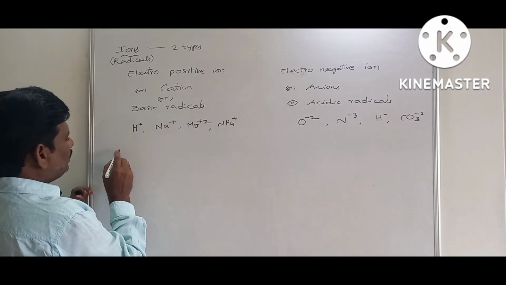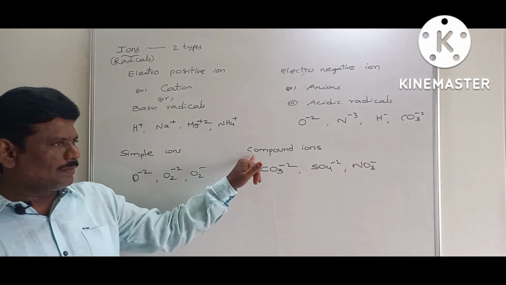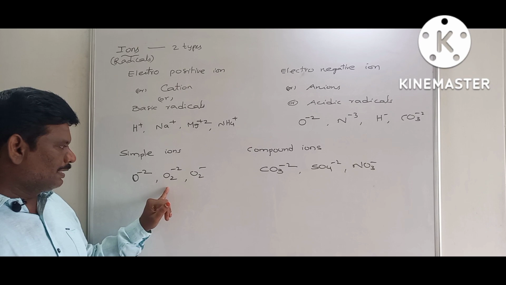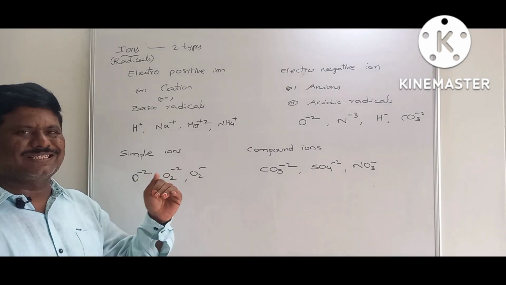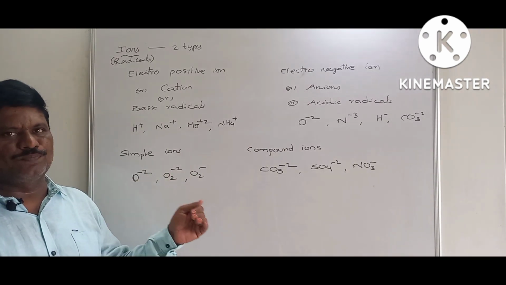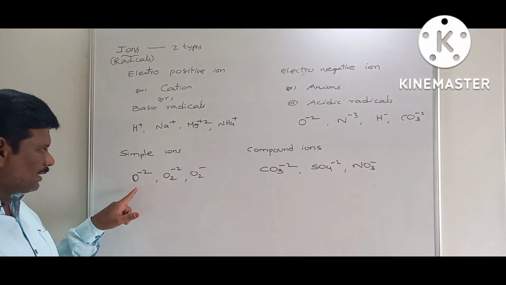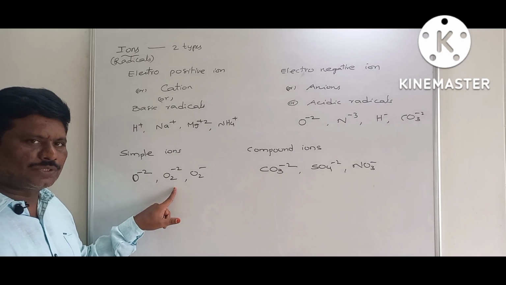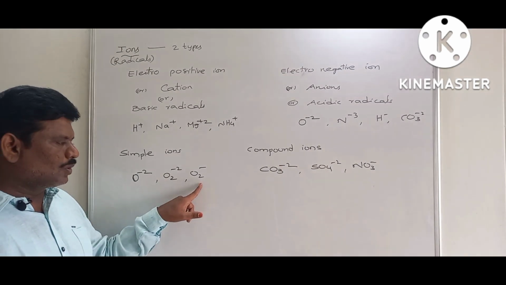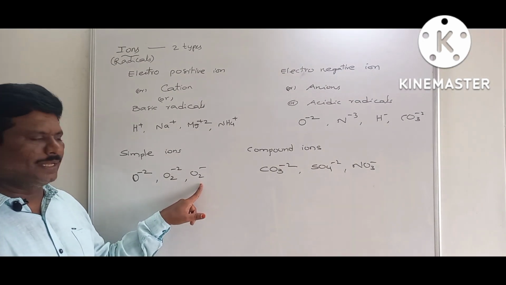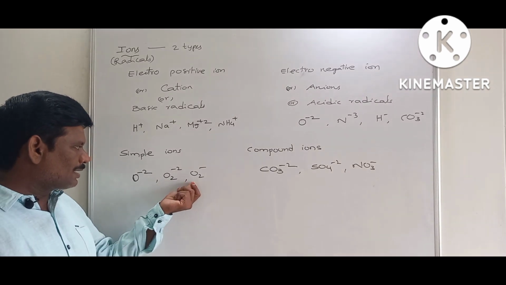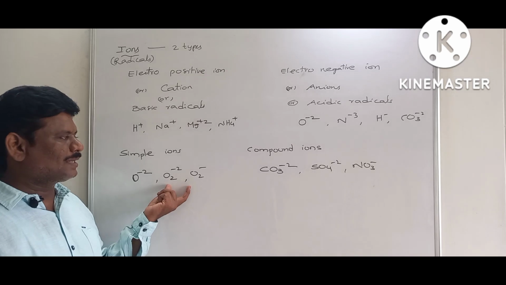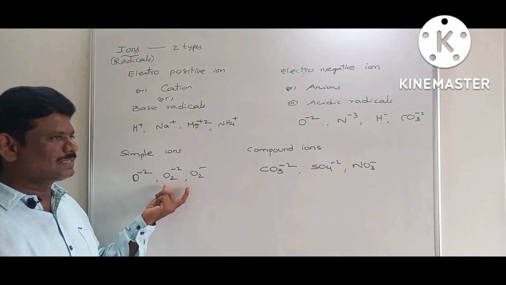Another classification for the ions: simple ions and compound ions. What is a simple ion? If the ion contains one or more atoms of the same element, it is called a simple ion. Examples: O minus 2, the oxide ion; O2 minus 2, the peroxide ion; O2 minus 1, the superoxide ion. In these ions, only atoms of the same element are present. These types of ions are simple ions.